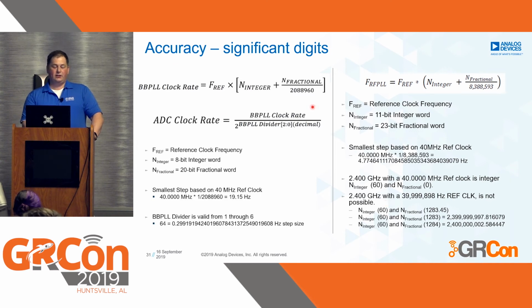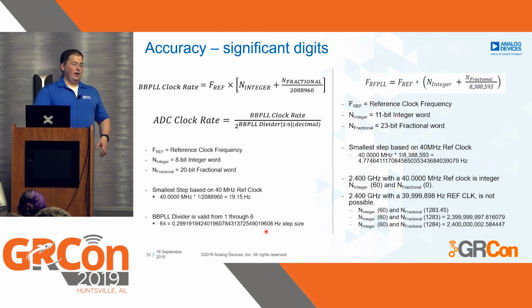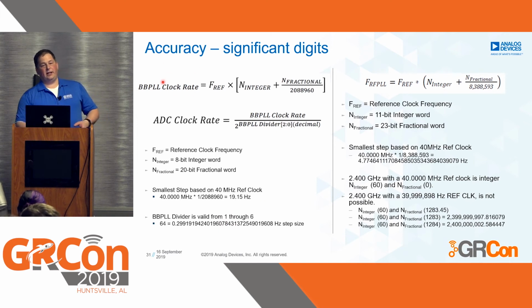Now when it comes to sample rate, it's a little bit more complicated, because we have baseband clocks which have the same kind of thing. Our baseband clock can go in 19 megahertz steps, but then the ADC clock has another divider which we can divide from 2 to the 1 to 2 to the 6, so we can actually get like 0.299 hertz steps in the ADC clock. But the baseband PLL clock rate has bounds that it needs to hit, and the ADC clock rate has bounds that it needs to hit, so it's not always quite this low.